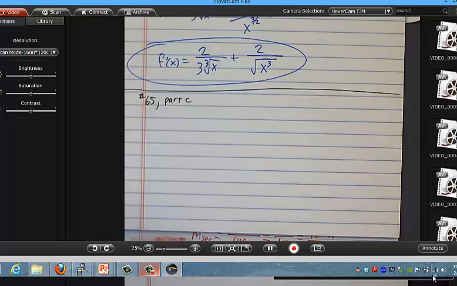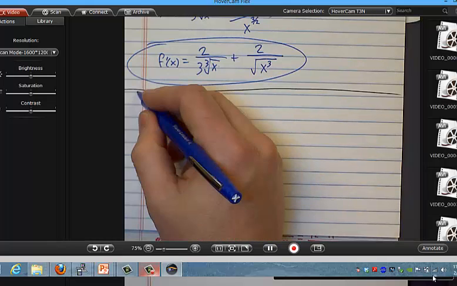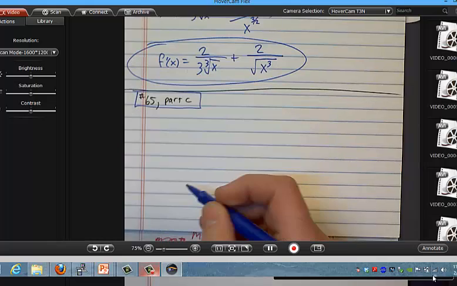So let's see. Oh, no, I'm wrong. 65 is the next section. It says write an equation of the tangent. All right, well, I'm going to have to go through the whole thing, I think, to do this. They want a couple of things. So, all right, let's work on 65.